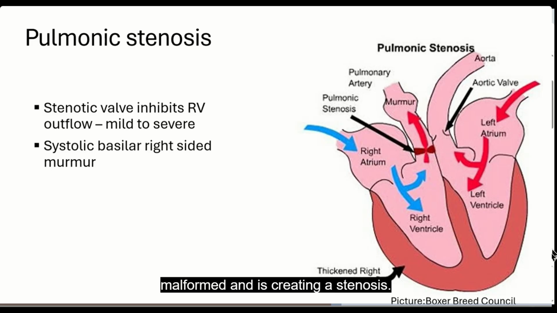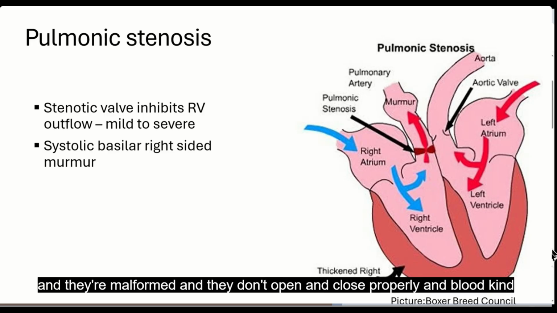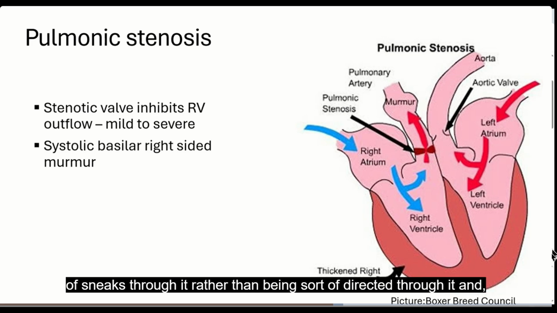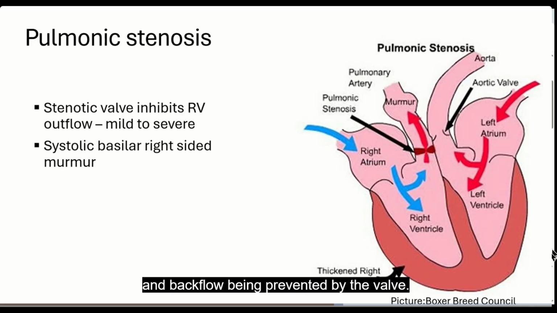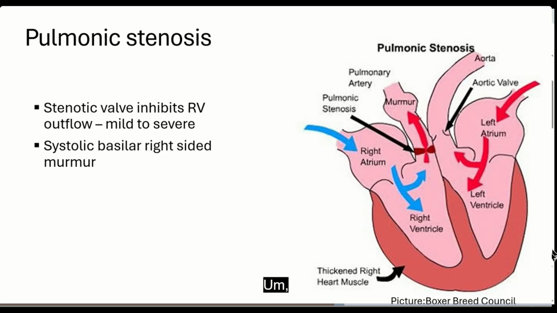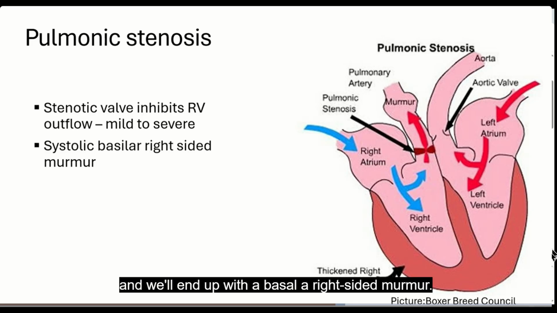So instead of having its valve leaflets opening and closing lovely, very often these valve leaflets are fused and malformed and they don't open and close properly, and blood kind of sneaks through it rather than being directed through it, and backflow being prevented by the valve. And again, we grade it mild, moderate, severe. It's a fixed obstruction again. And we'll end up with a basilar right-sided murmur. So again, it's listening with your stethoscope right up in the right axilla to try and catch those murmur sounds there.